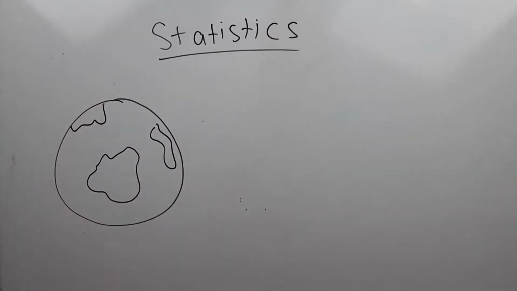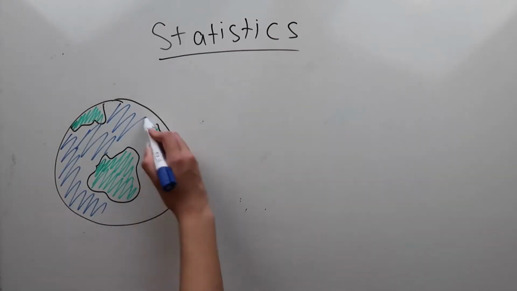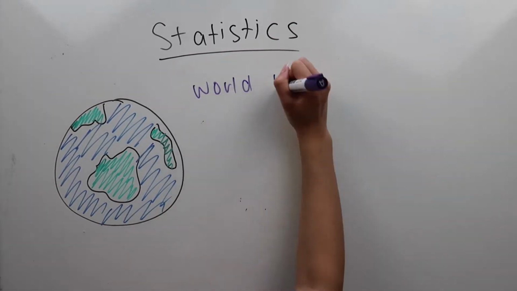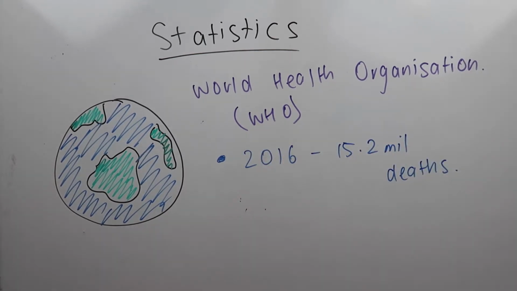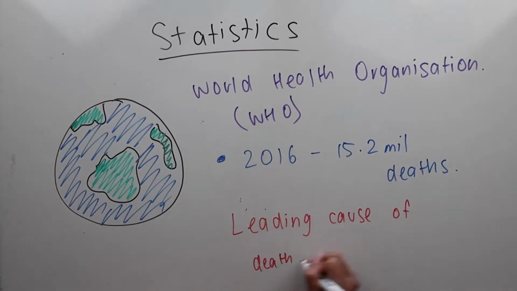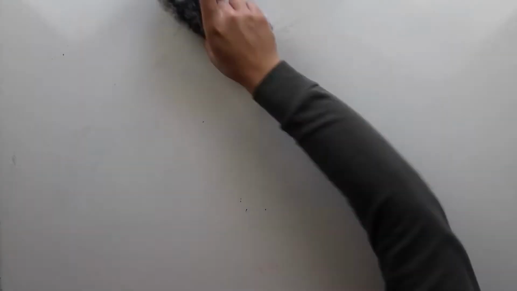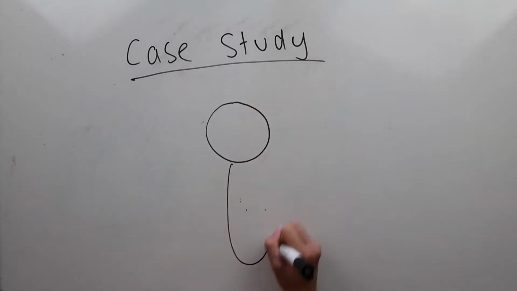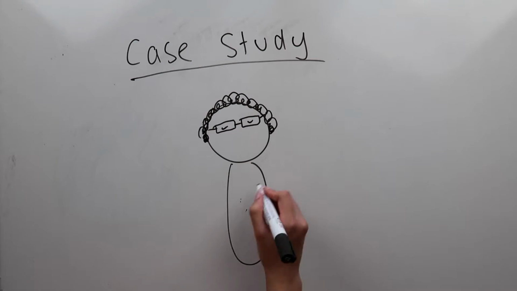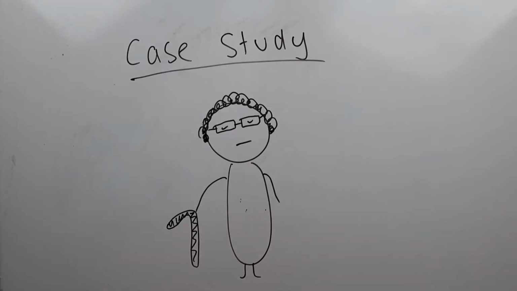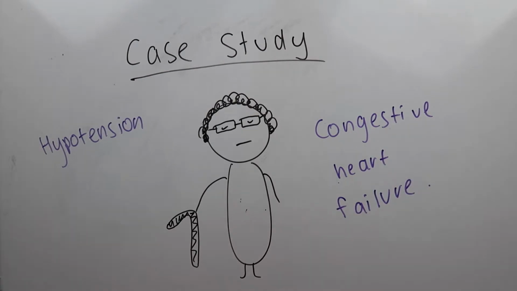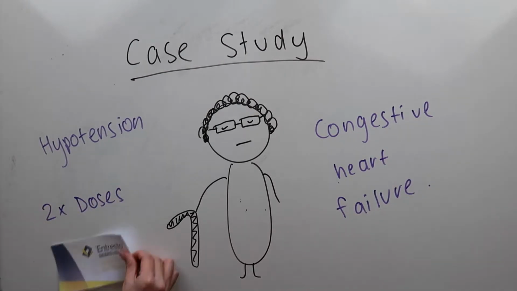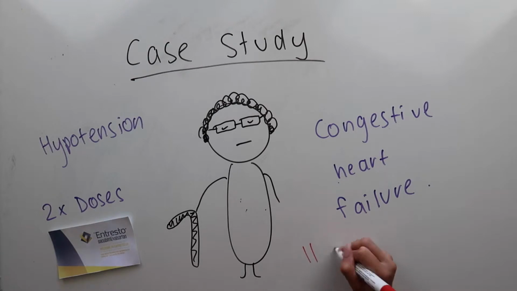The World Health Organization has declared that heart failure is the leading cause of death globally, with statistics resulting in 15.2 million deaths in 2016. For example, a 76-year-old male patient with systolic congestive heart failure suffered severe hypertension after receiving 2 doses of Sacubitril/Valsartan, and within 11 days the patient passed away.